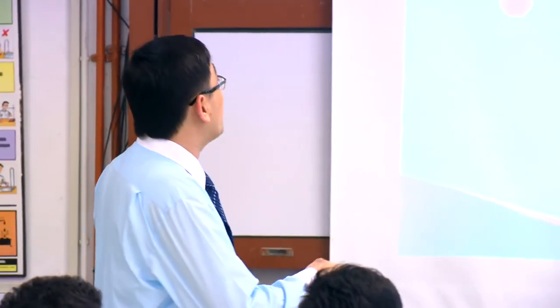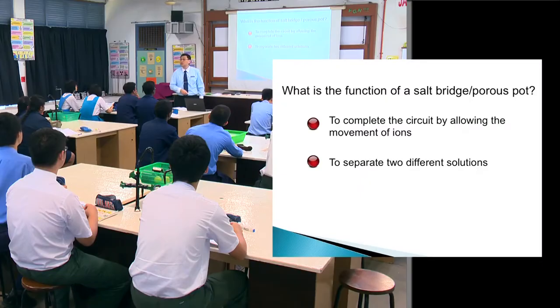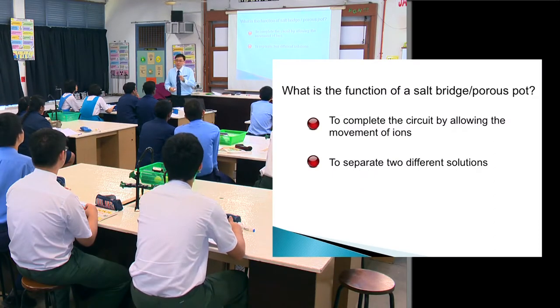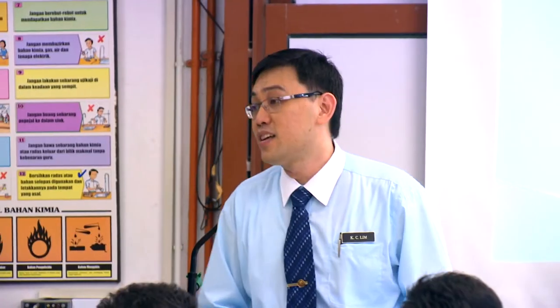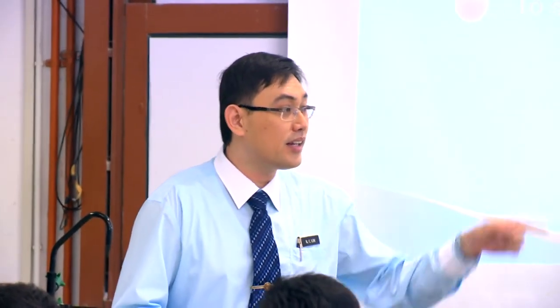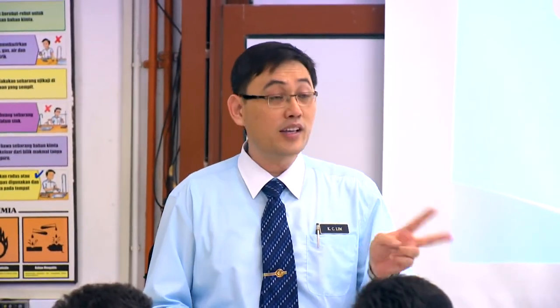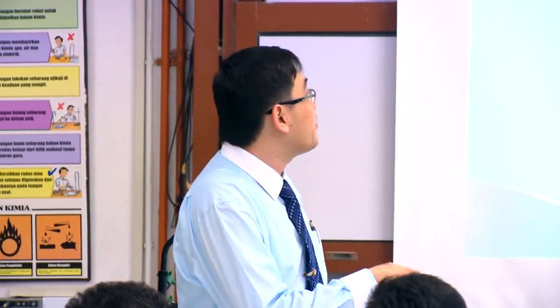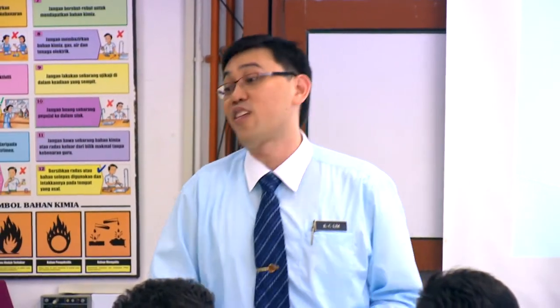Then we have the salt bridge. We also have the porous pot. So what is the function of these things? Number one, what are the functions of the salt bridge and the porous pot? One is to complete the circuit by allowing the movement of ions. Then number two, it is to separate two different solutions. That is why we need the porous pot or the salt bridge, because we are using two different solutions. We need to connect them together so that there will be movement of ions.